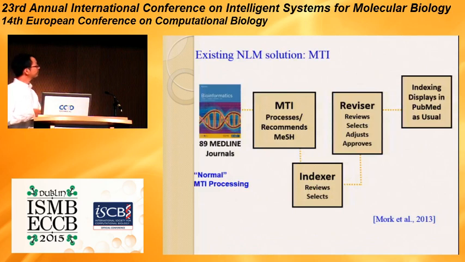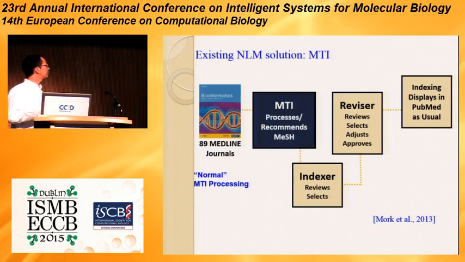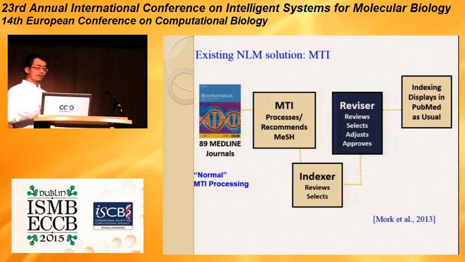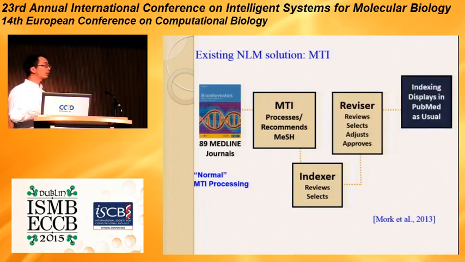Here is the normal indexing procedure at NLM. Firstly, they developed a software, MTI. MTI is used to recommend some MeSH terms to the indexer. The indexer will review the recommendation and select the MeSH terms, and then a reviser will do the review again. And finally, it will be indexed. So they developed the software MTI to help annotate MeSH terms.